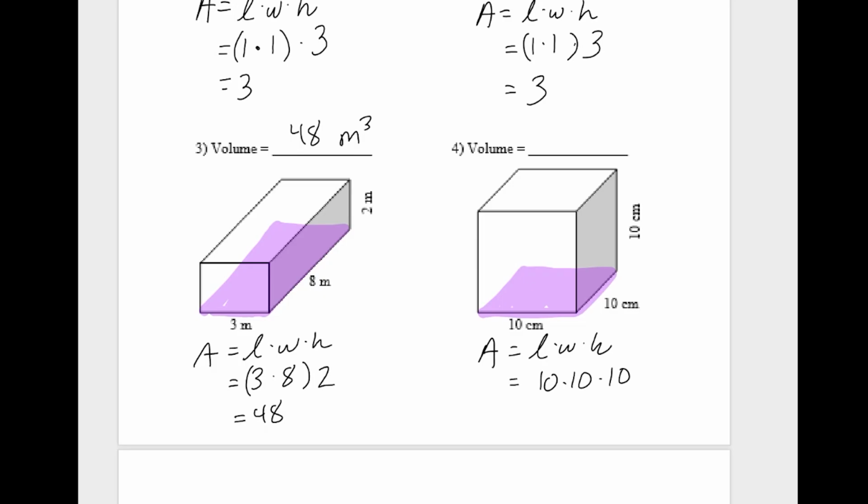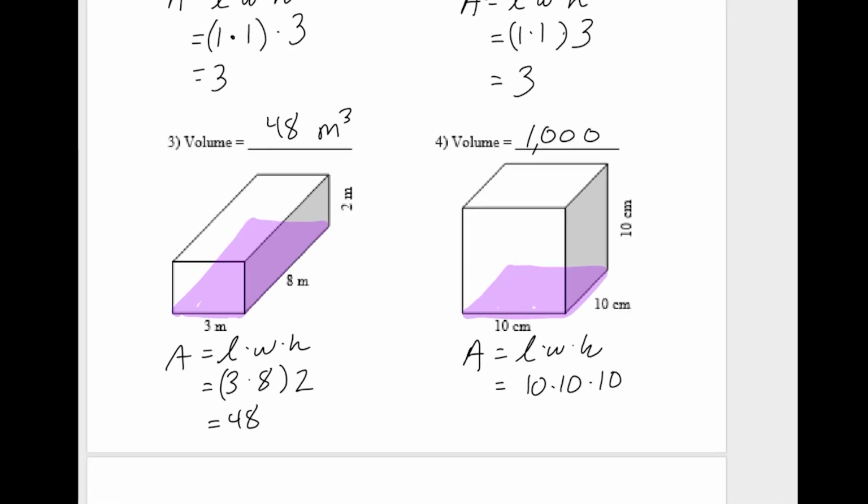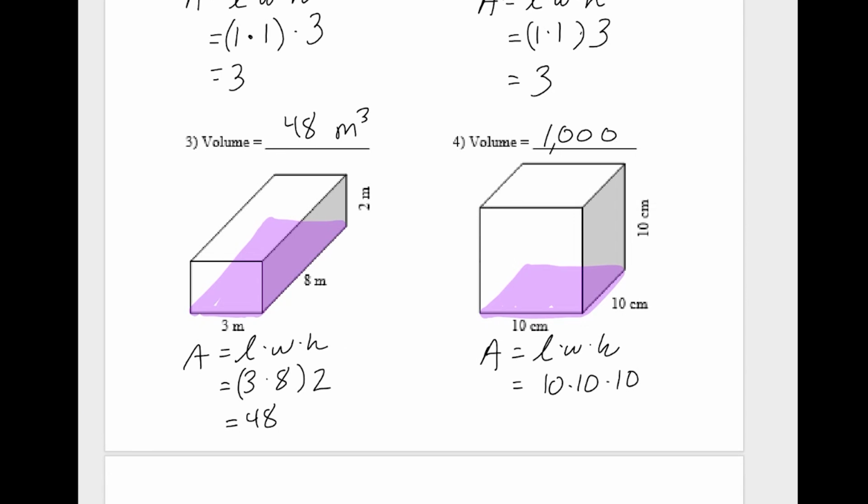I'm just going to multiply each of the dimensions together. 10 times 10 times 10. It's going to be a 1 with 3 zeros. So it's 1,000 cubic centimeters. So yeah, volume is always going to have that cubic unit.